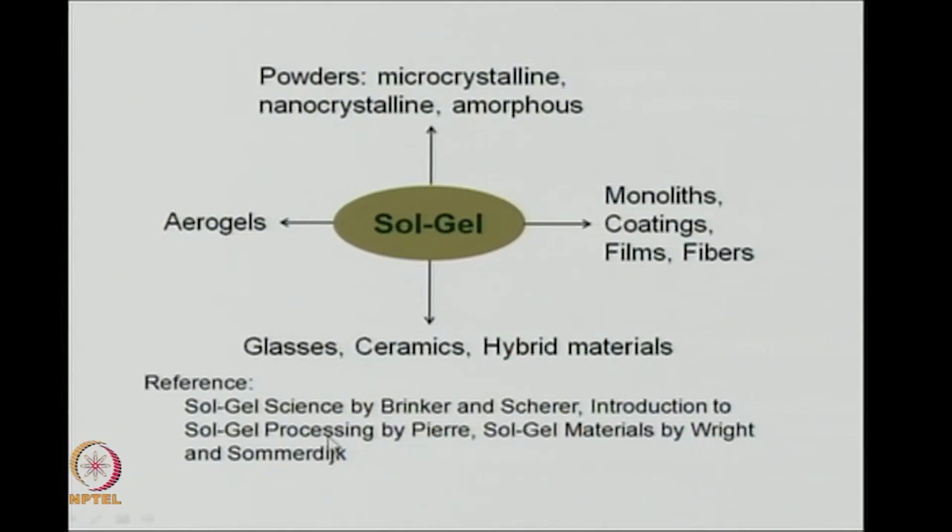These are two references. One is Sol Gel Science by Brinker and Scherer, then Introduction to Sol Gel Processing by Pierre, and you can also look at this book on sol gel materials by Wright and Sommerdick. These are all classic books on sol gel science and technology, which tell you how to choose a starting material to make a particular sol, and then what to do with that sol to get a gel, and how from the gel you can get an aerogel or a xerogel or coatings or films, etc.